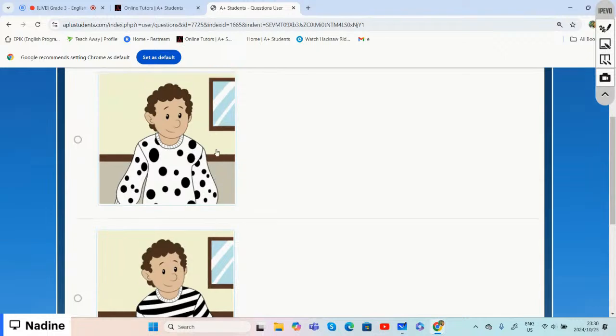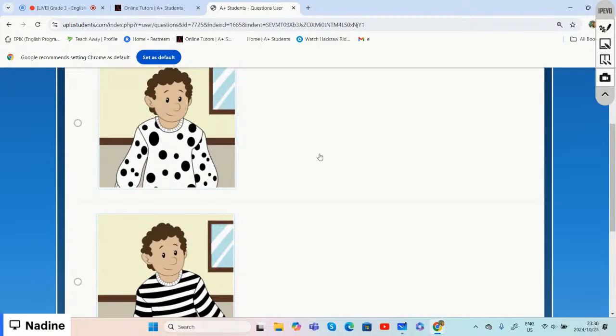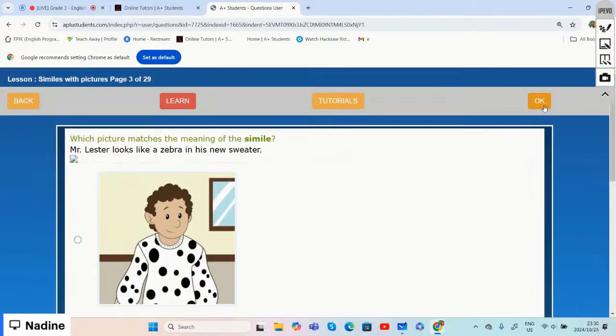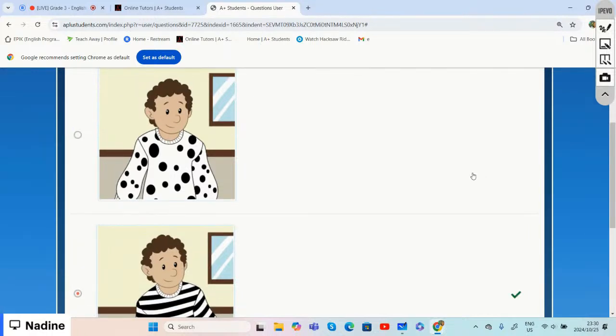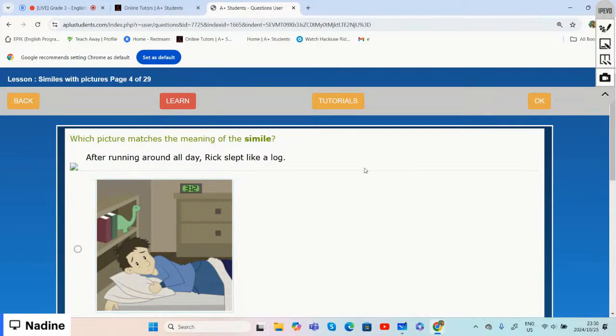All right, and if we were to choose the correct picture that matches the simile that says Mr. Lester looks like a zebra in his new t-shirt, then it is option two, because a zebra has black and white stripes. If we were to say he looks like a Dalmatian, then we would choose the first one.